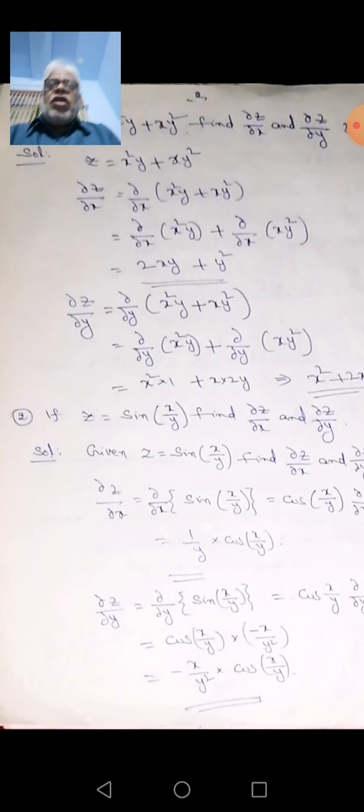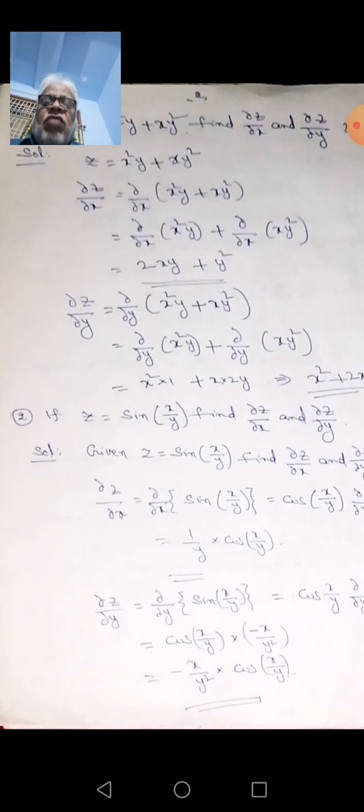So what is dou z by dou y? What is the meaning of dou z by dou y? That is dou by dou y of x square y plus xy square. The given function is the same, but here we find the derivative with respect to y. So dou z by dou y is dou by dou y of x square y plus xy square.